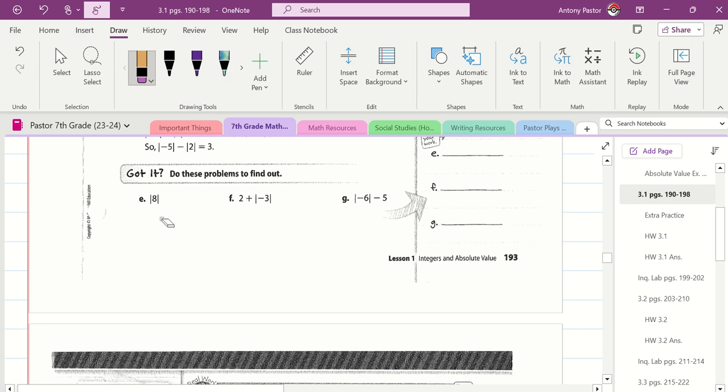For the next ones, we've got the absolute value of 8, which is just 8. 2 plus the absolute value of -3. This will become 3, which will make it 2 plus 3, which will be 5. And over here, the absolute value of -6, which will become 6, minus 5 will equal 1.